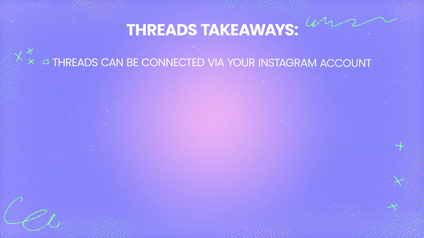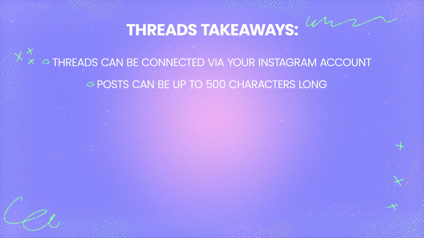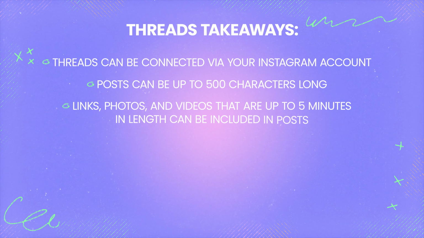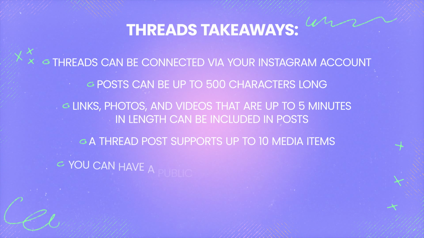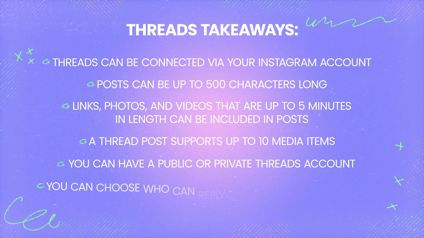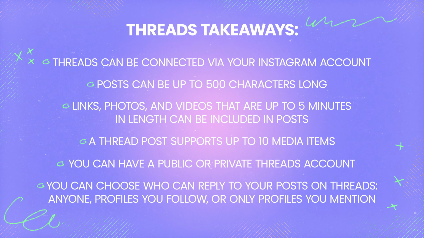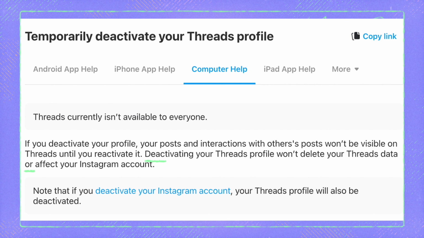Now on to how the app works. Instagram Threads lets you share text-based content, which includes links, photos, and videos. Some of the main takeaways are: Threads can be connected via your Instagram account. Posts can be up to 500 characters long. Links, photos, and videos that are up to 5 minutes in length can be included in your posts. A thread post supports up to 10 media items. You can have a public or private Threads account. You can choose who can reply to your posts on Threads: anyone, profiles you follow, or only profiles you mention. And if you deactivate your Threads account, it will not deactivate your Instagram account.